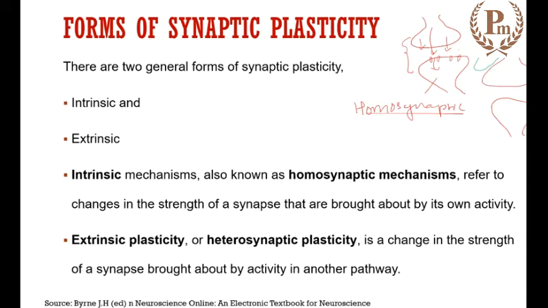Such type of synapses, where I may get an effect, where there is a change in the strength of the synapse, which is not only because of its own activity, but rather somebody else is influencing. So some other synapse has come to the presynaptic end, and that is influencing the whole activity of this synapse. Such type of arrangement we call extrinsic plasticity or the heterosynaptic synaptic plasticity.